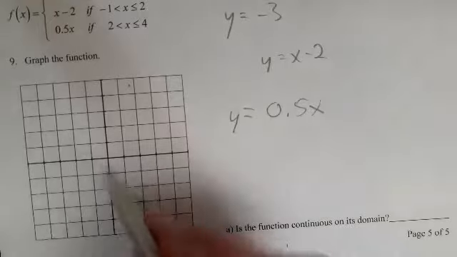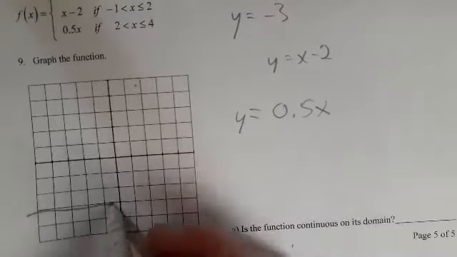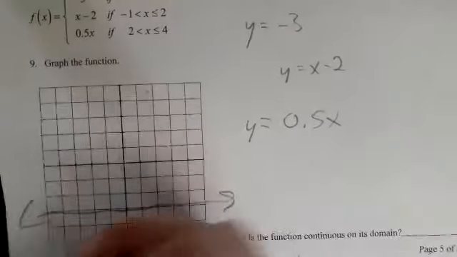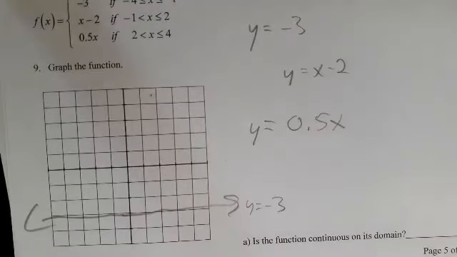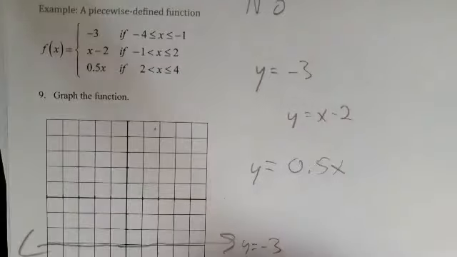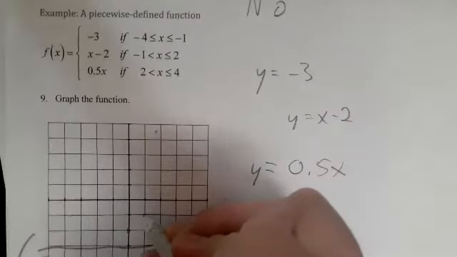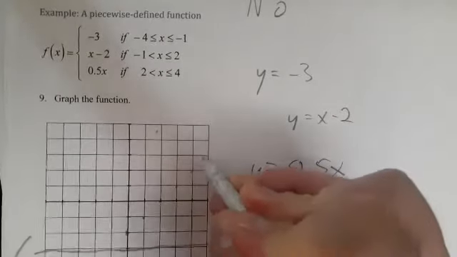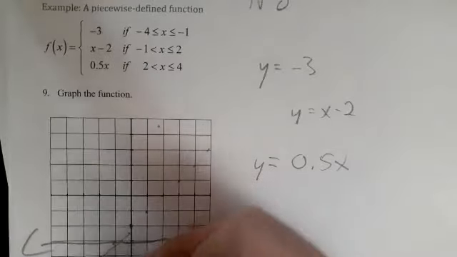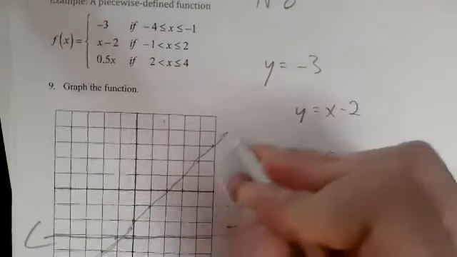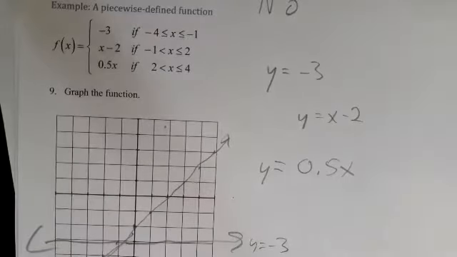So y equals minus 3. Let's graph that: 1, 2, 3. Minus 3 is down here. It looks something like this line. This is my y equals minus 3. The next thing is y equals x minus 2. I'm going through the minus 2, going up 1 over 1, up 1 over 1, up 1 over 1. I can graph that thing.